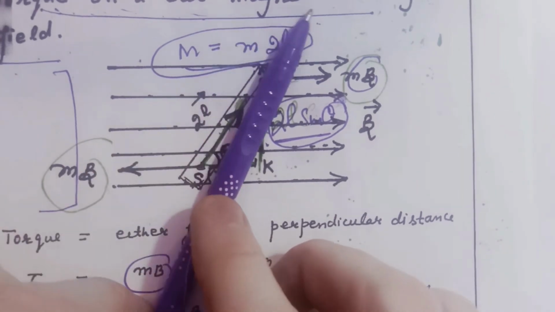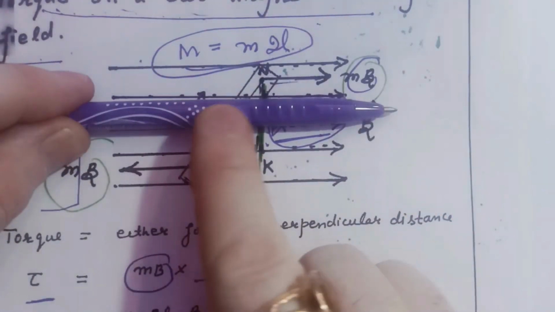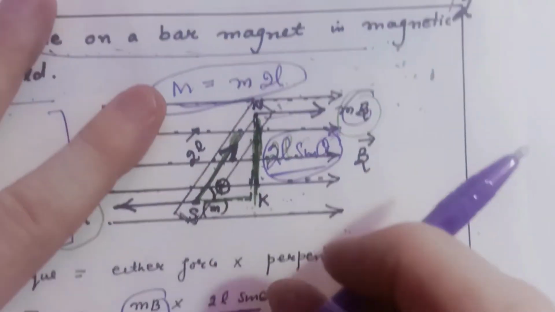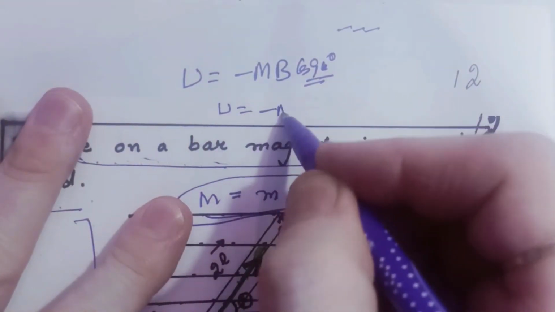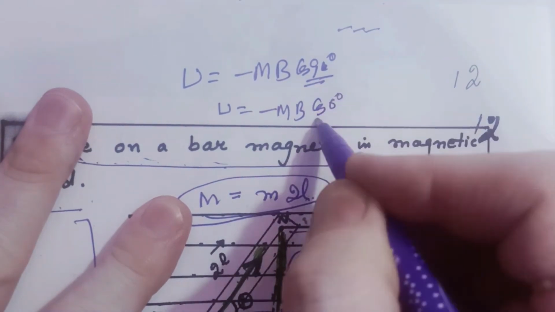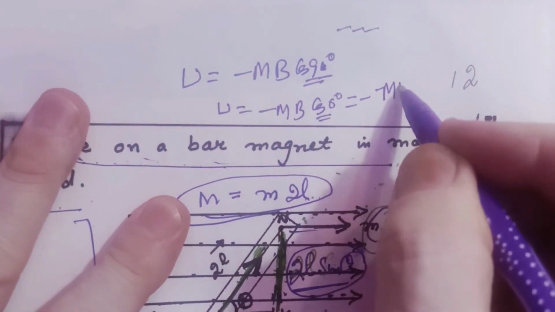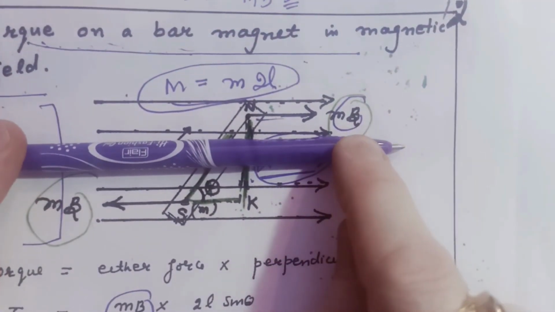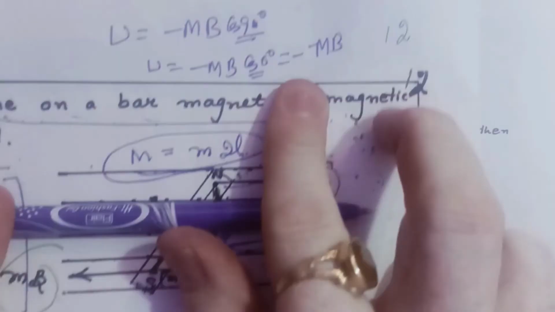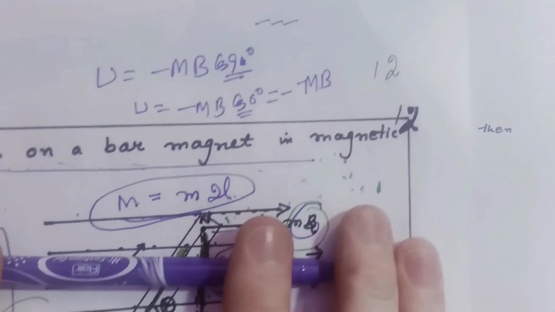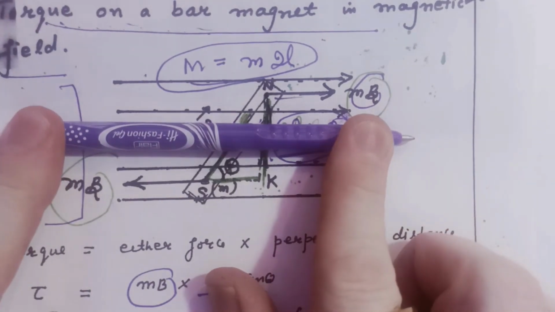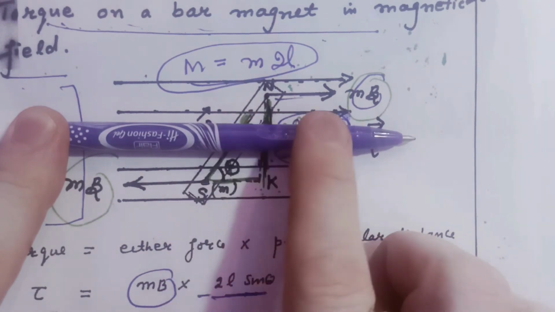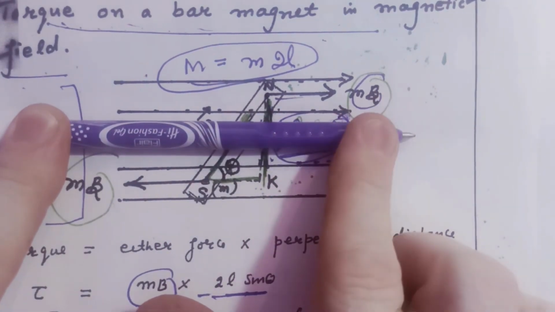Why? Because when the magnet is like this, theta equals 0, torque equals 0, but potential energy equals minus mB cos 0. Cos 0 is 1, it is minus mB. So here in this position, the potential energy is minimum, minus mB. Minus sign means it is a very stable state. Whenever there is minimum potential energy, that means it is a very stable state.